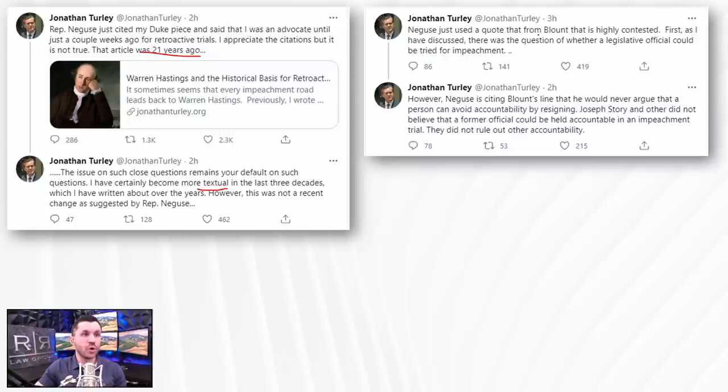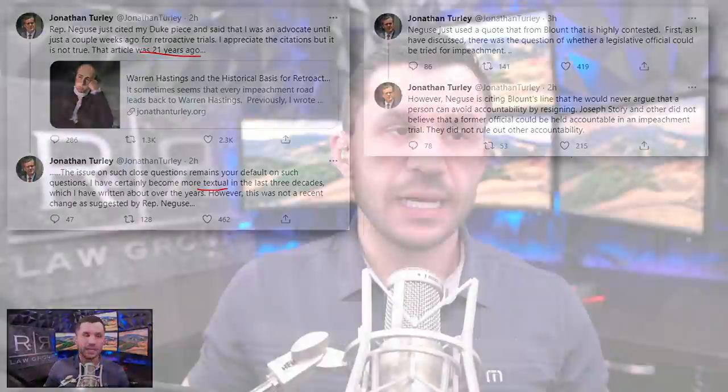Neguse just used a quote from Blount that is highly contested. First, as I have discussed, there was the question of whether a legislative official could be tried for impeachment. However, Neguse is citing Blount's line that he would never argue that a person can avoid accountability by resigning. Joseph Story and others did not believe that a former official could be held accountable in an impeachment trial. They did not rule out other accountability. So basically what he's saying here is, yes, he said that. He did say that 21 years ago, and it's still relevant. And he actually still agrees with it, but he's adding some more meat around the bones.